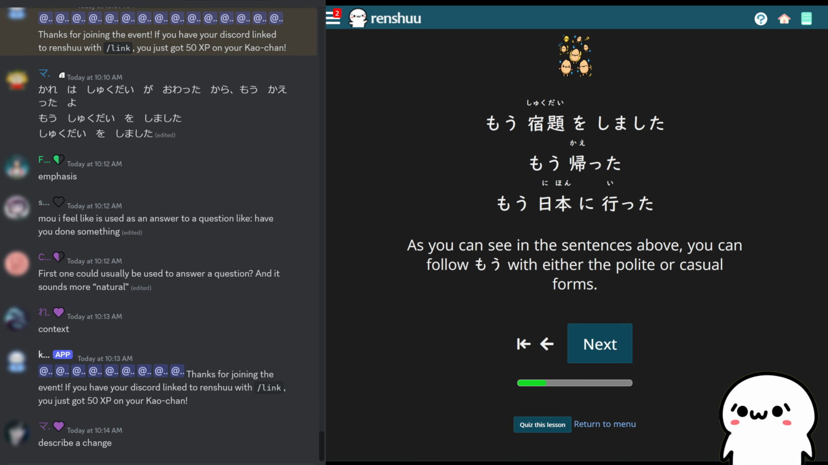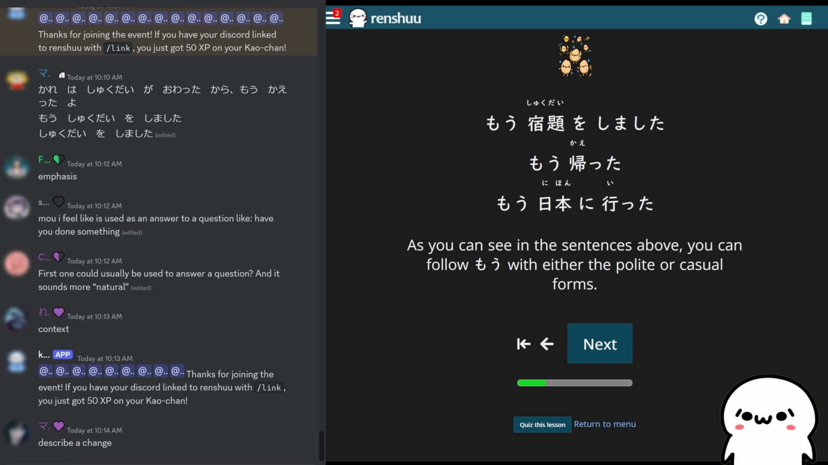So I see a couple of people typing. Feel free to keep typing, but one person just put up the magic word that I was looking for, which is a change. Mou and mada refer to changes, ultimately. They're both pointing out a change.